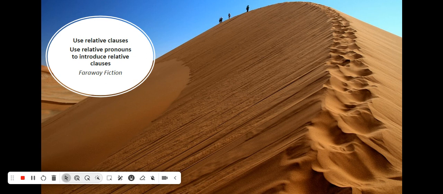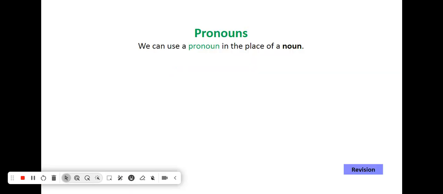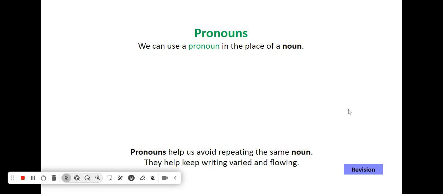This is Miss Sarah. In today's lesson, we're going to talk about the relative clause and the relative pronouns and how to use them. First, what is pronouns? We use pronouns instead of repeating the same noun over and over again.